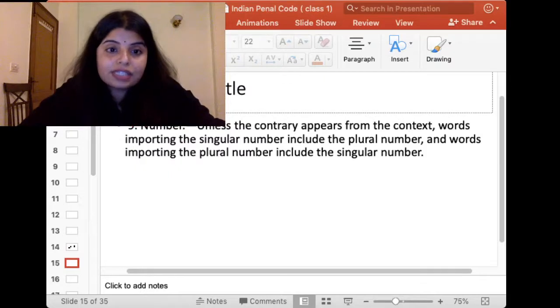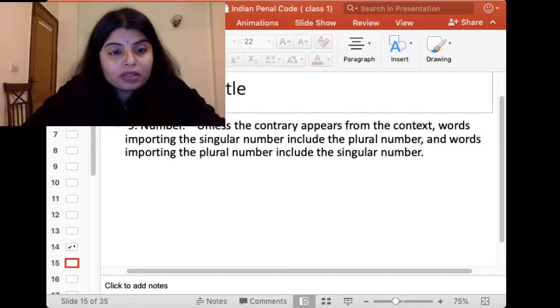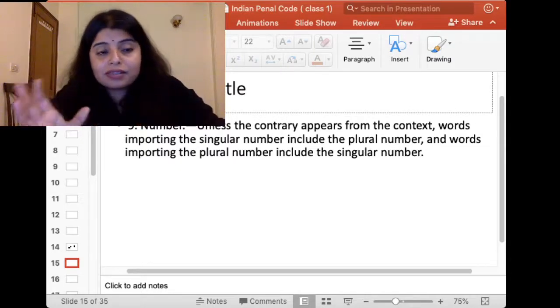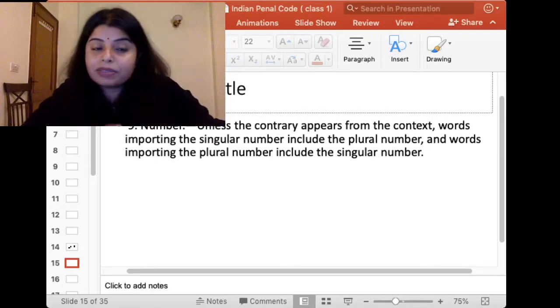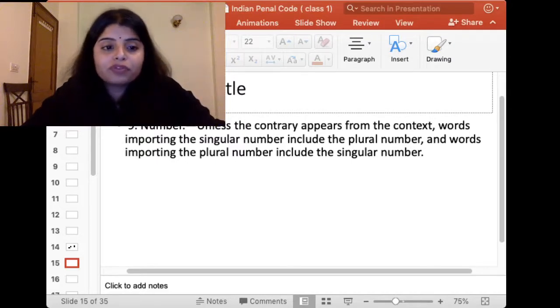The next section is Section 9, which talks about number. If you see a singular number given, you can take it as plural. Wherever plural is given, it can be taken as singular. So you have to read both of them together, according to the context. Let's go to the next slide.